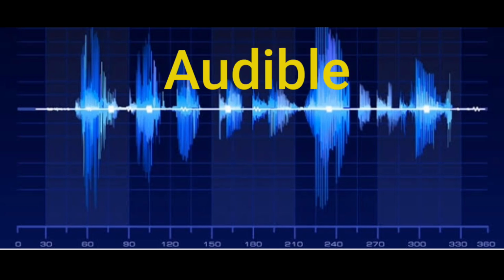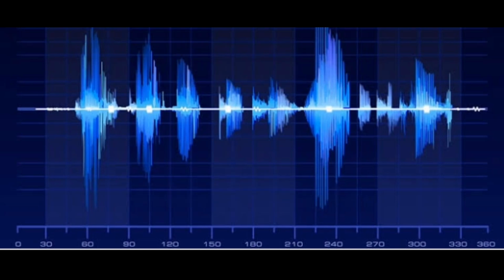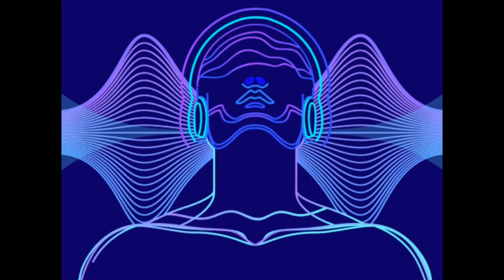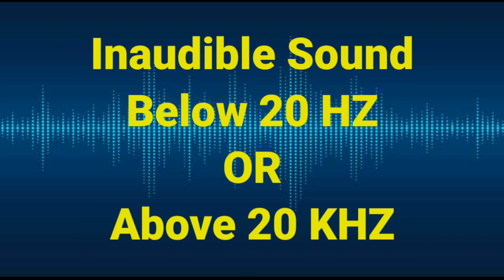Different types of sound are audible, inaudible, pleasant, unpleasant, soft, loud, noise, and music. All the frequencies between the limit of 20 Hz and 20 kHz can be perceived by human ears, so these are called audible sound. The frequencies below 20 Hz or above 20 kHz cannot be perceived by human ears, so these are called inaudible sound.